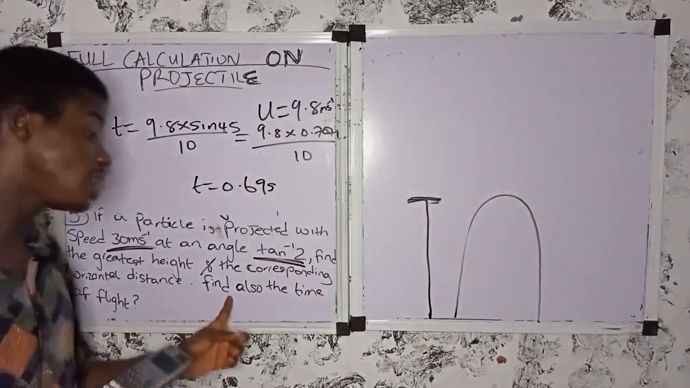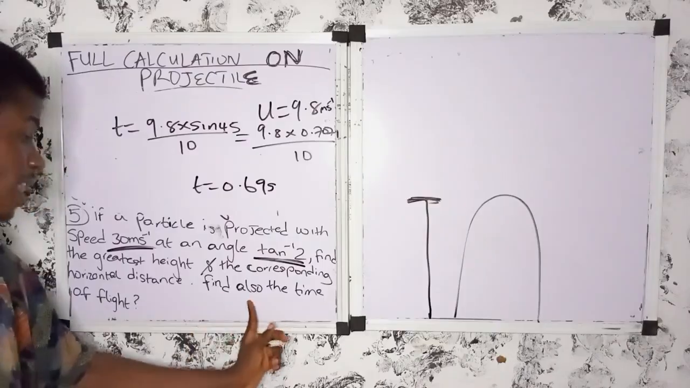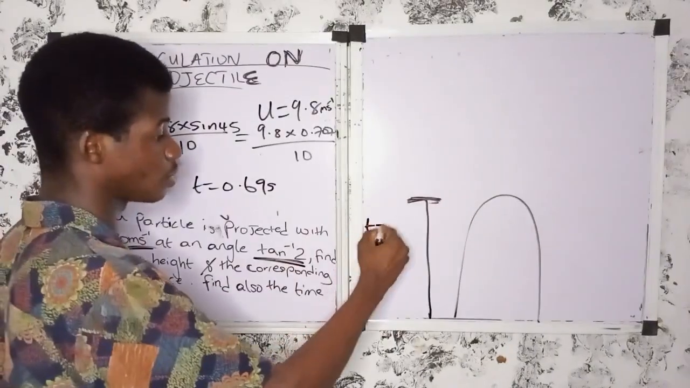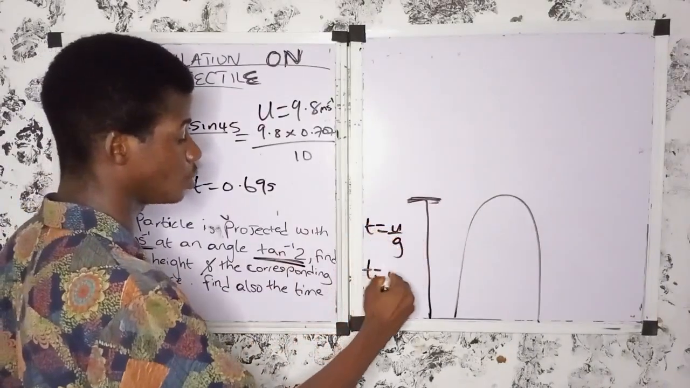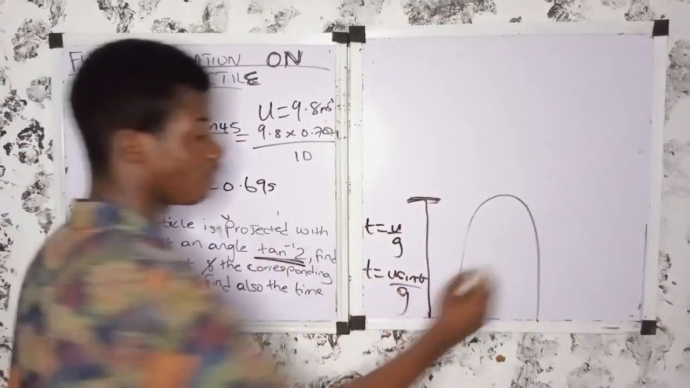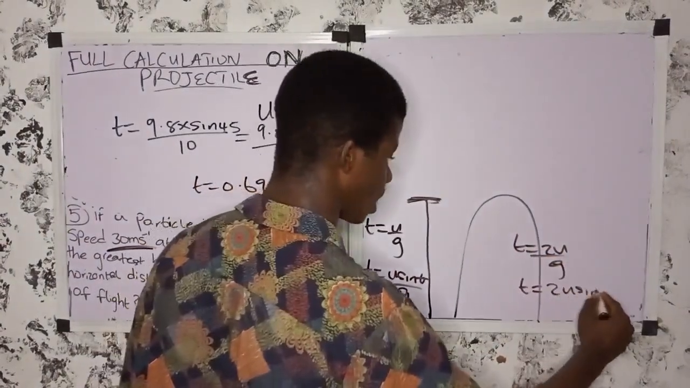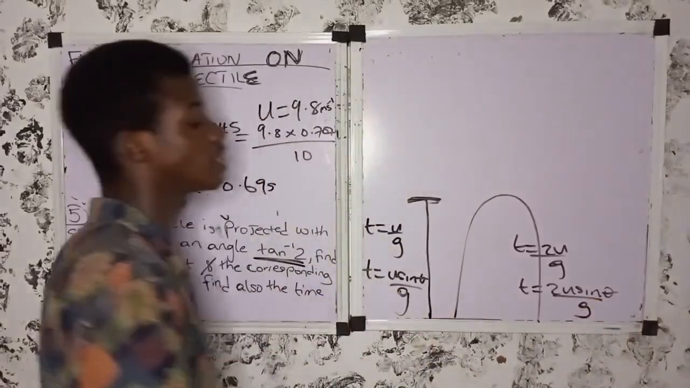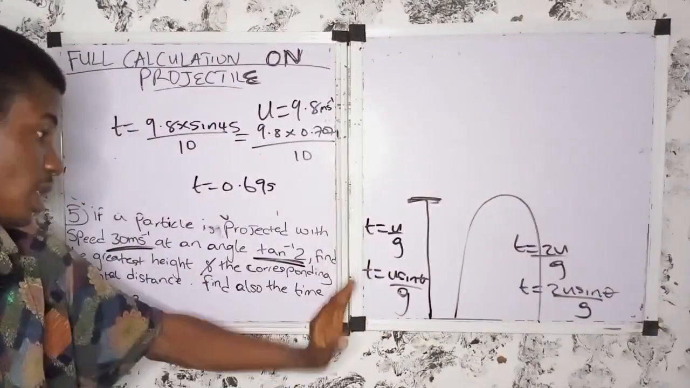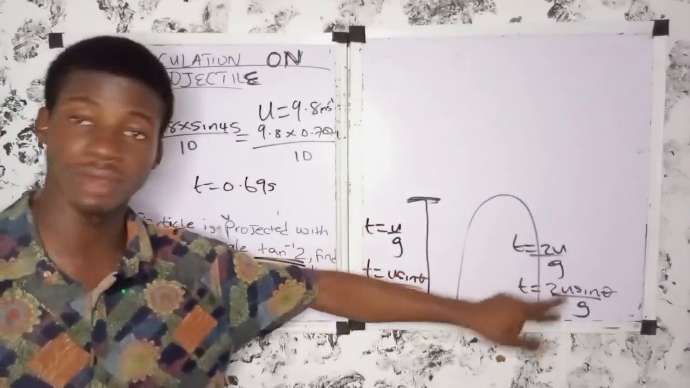Now, in this question, if they say find also the time of flight, remember the formula for time of flight is t equals u over g, or t equals u sine theta over g. That is when it involves an angle. The formula for total time of flight will be t equals 2u over g, or t equals 2u sine theta over g, right? Normally, when they say look for time of flight, you have to use one of these equations to solve. But if you use one of them, you will not get your answer, but if you use the other one, you get your answer.